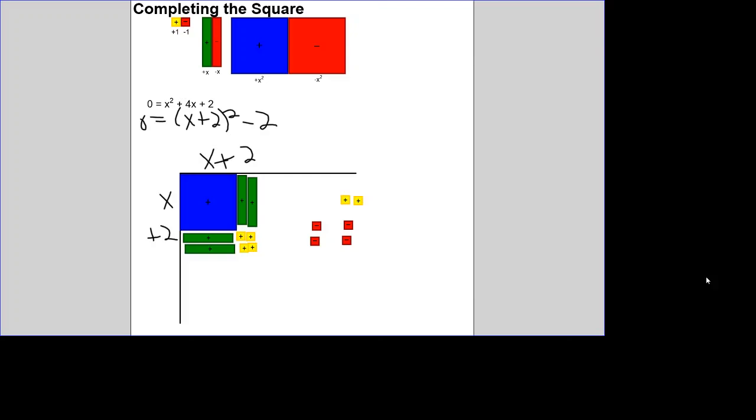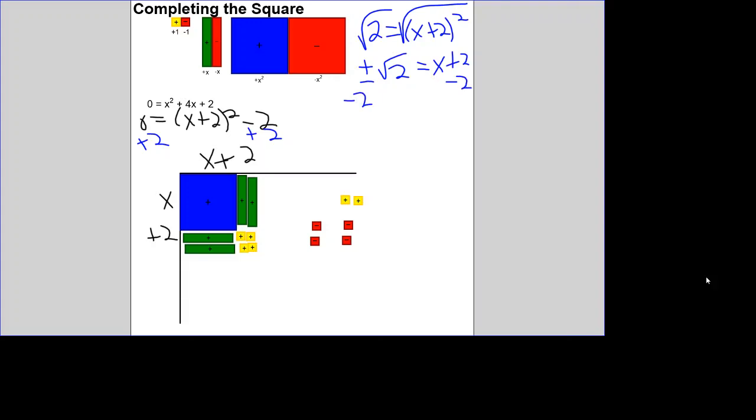We can now do inverse operations. I'm going to first add 2 to both sides. And so we get 2 equals x plus 2 squared. I'm then going to square root both sides. We get plus or minus square root of 2 is equal to x plus 2. I then subtract 2 on both sides. And I get negative 2 plus or minus the square root of 2 is equal to x.